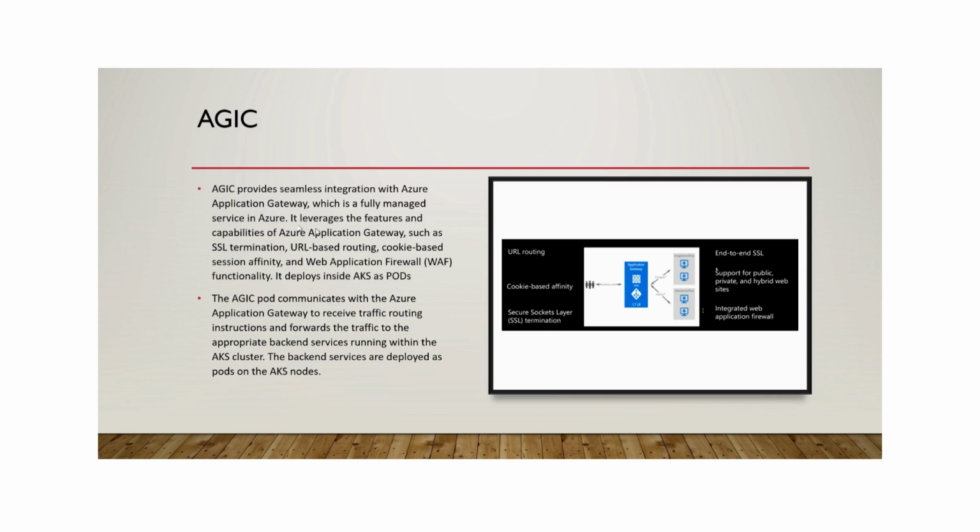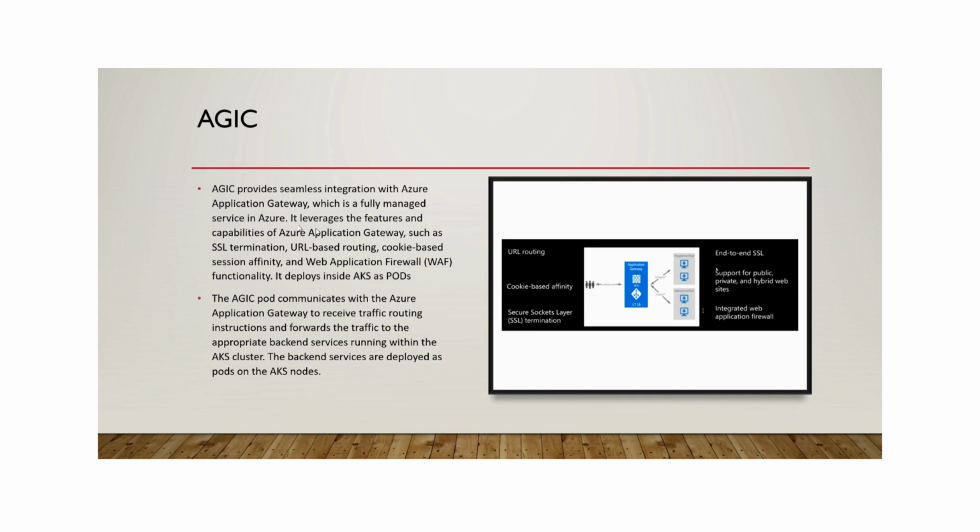It leverages the features and capabilities of Azure Application Gateway, such as SSL termination, URL based routing, and WAF. Once you use the Application Gateway Ingress Controller, you will get all the features of the Application Gateway. You'll have to deploy the Application Gateway as well, with all the rules and listener settings, everything that you set in the Application Gateway. And once you deploy the Application Gateway Ingress Controller, there will be AGIC pods.